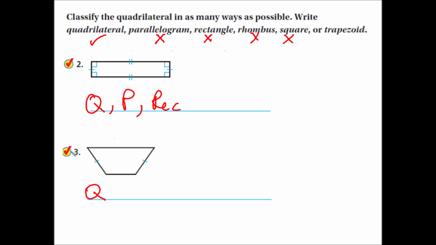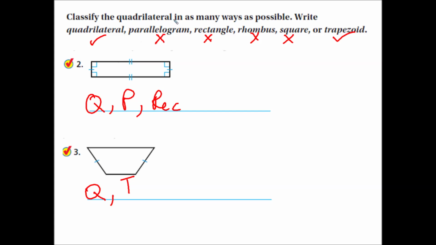Trapezoid has one pair of parallel sides, opposite sides, and that's it. The other two should not be parallel, and that is exactly the case here. So it is a trapezoid. It's a quadrilateral and a trapezoid. So this is how you'll do your homework. You'll just go through all these and see which ones apply.